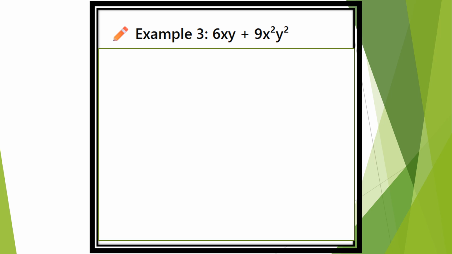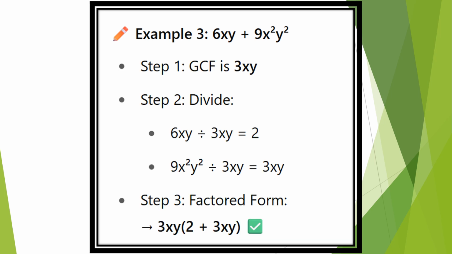Okay, how about this one? Example number 3: 6xy plus 9x squared y squared. Very good. So the GCF is 3xy. 6xy divided by 3xy, the result is 2. 9x squared y squared divided by 3xy, the result is 3xy. Then the factored form is 3xy times 2 plus 3xy.